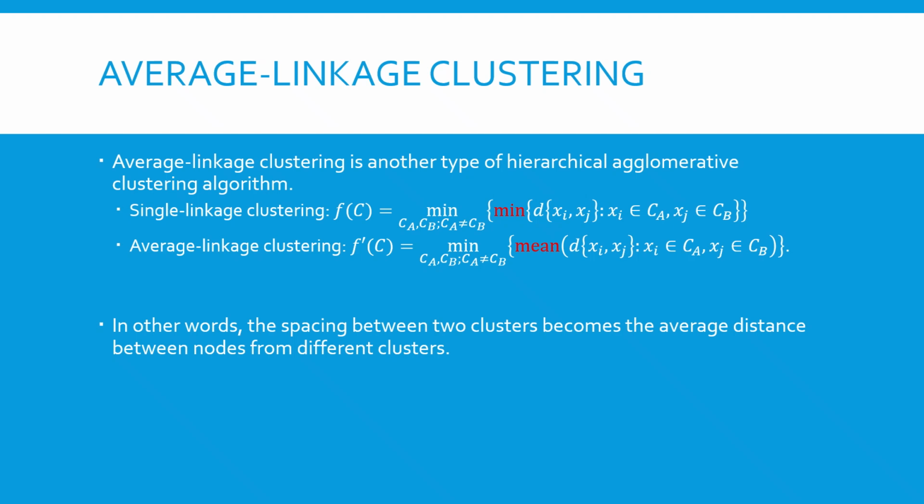Besides single-linkage clustering, another way to measure the spacing between two clusters is average-linkage. Average-linkage clustering defines the spacing between two clusters as the average of all pairwise distances between the objects in those clusters. This approach considers every object in each cluster when measuring similarity. As a result, the spacing measure is more comprehensive and less biased toward individual close pairs.